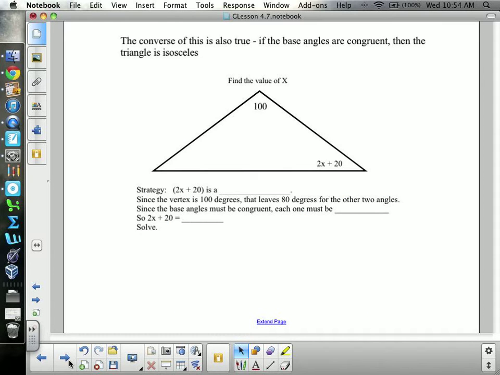The converse is also true. If the base angles are congruent, then the triangle must be isosceles. In other words, if I have two congruent angles in a triangle, I'm also going to have two congruent sides, and they're going to be the sides opposite those angles. It makes sense. If I have two congruent sides, I'm going to have two congruent angles, the angles opposite the congruent sides. If I have three congruent sides in a triangle, how many congruent angles am I going to have? Three. They're all going to be 60. If I have three 60-degree angles, how many congruent sides am I going to have? Three. Equilateral triangle.